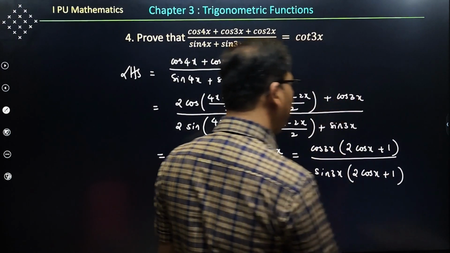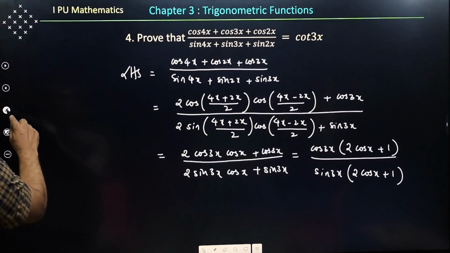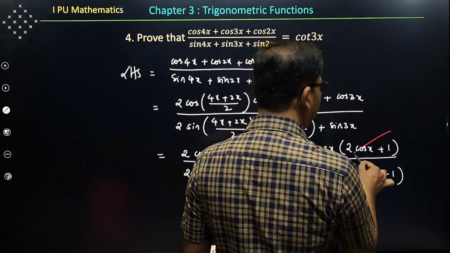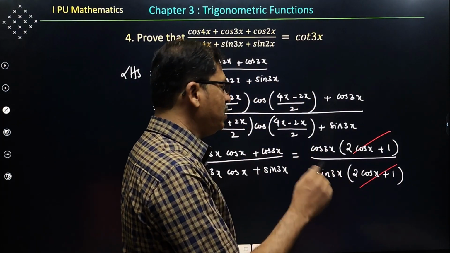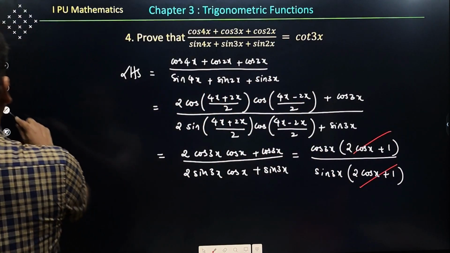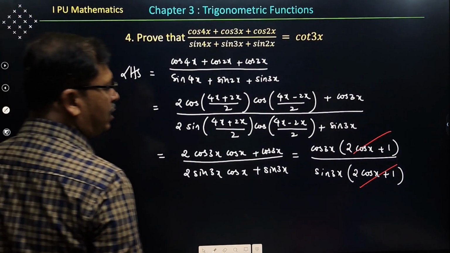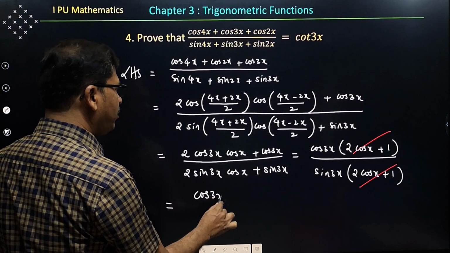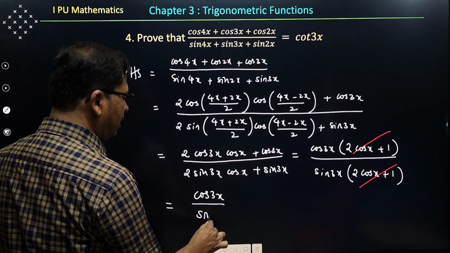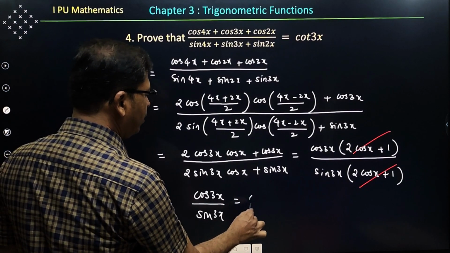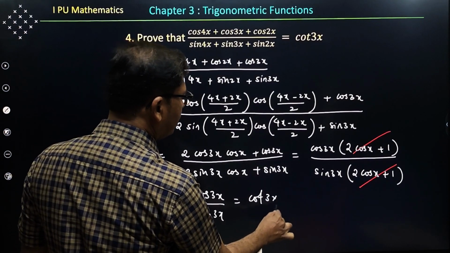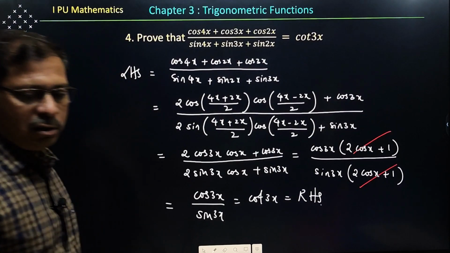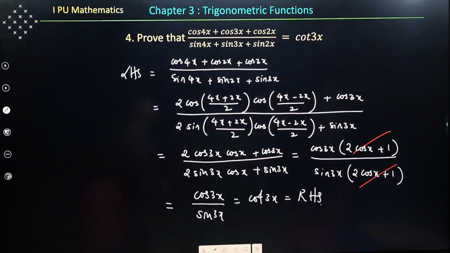Observe the terms carefully. 2 cos x plus 1 is common in both numerator and denominator. 2 cos x plus 1 can be eliminated. Remains what? Cos 3x divided by sin 3x. This is leading to cot 3x, no? And this is our required RHS. You see the right hand side.